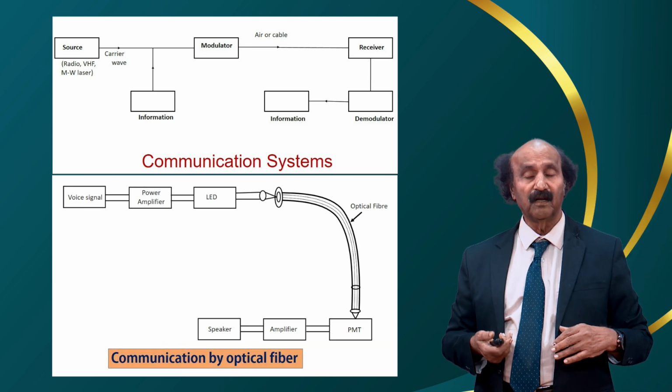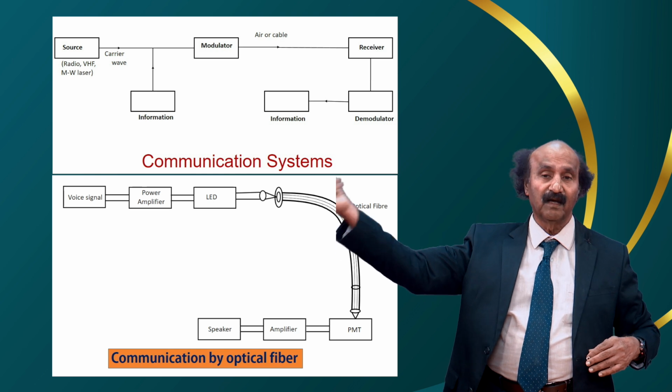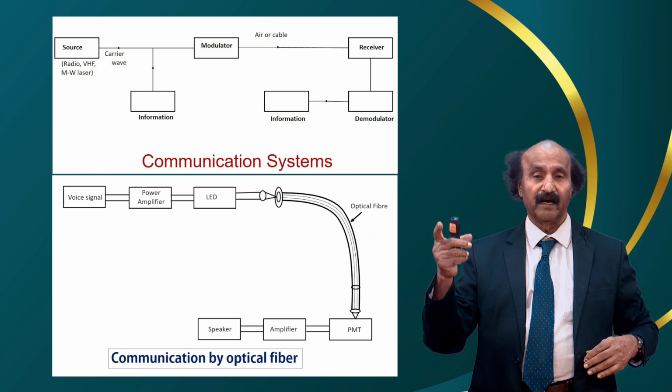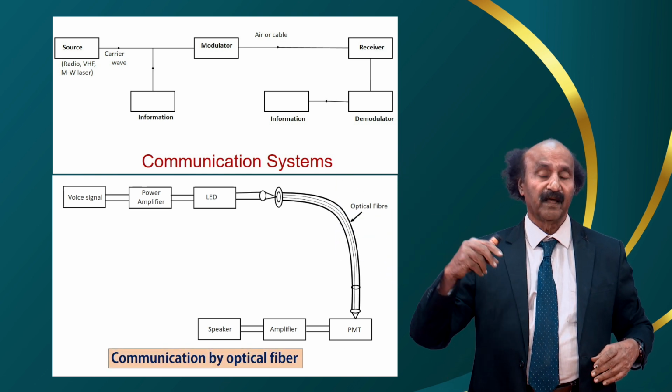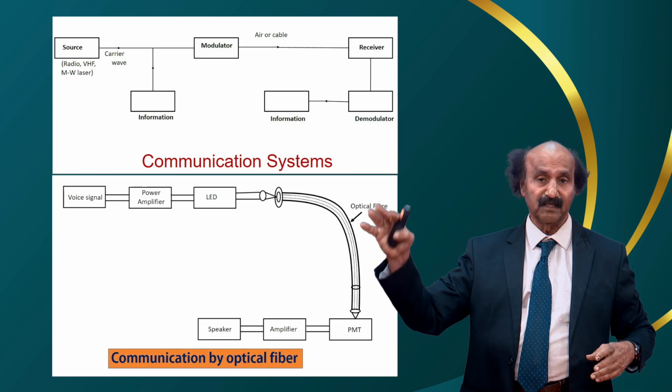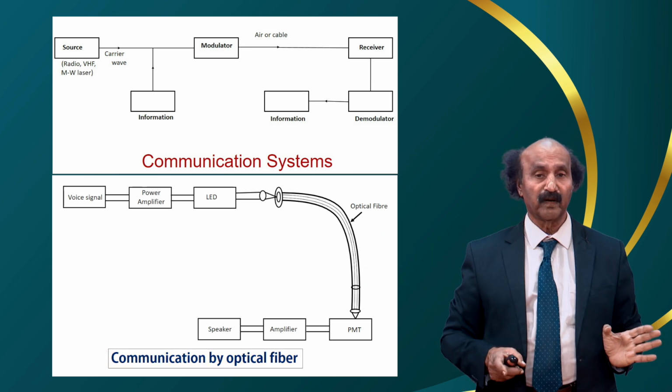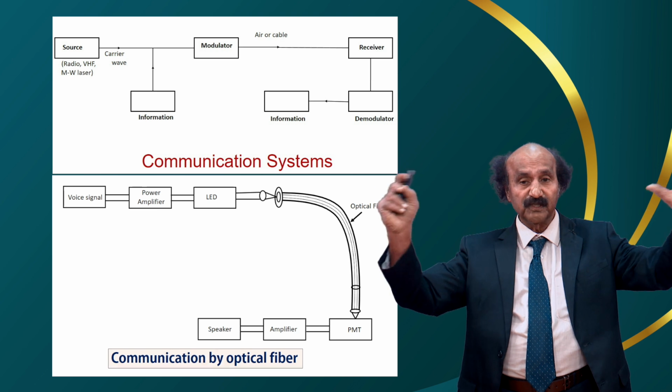All are possible. At the other end, you have a receiver, demodulator. Demodulator means removing or kicking out the messenger, the postman, and eventually you will get the information. That is all the whole system.